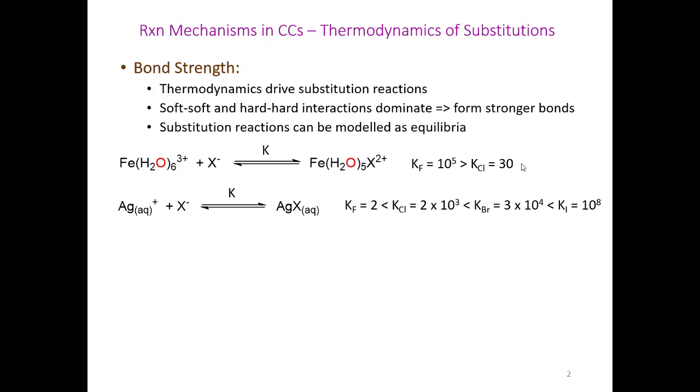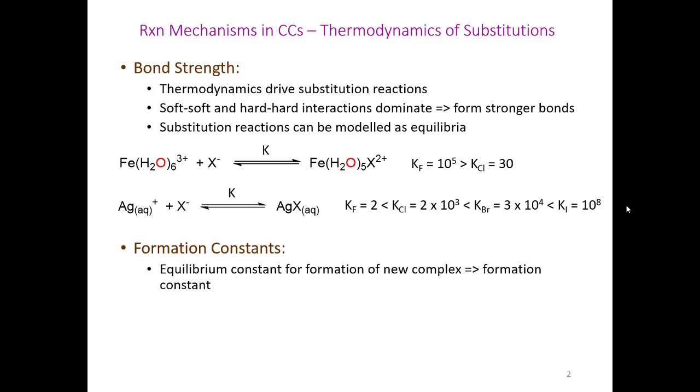So it would make sense that the hard Lewis acid and the hard Lewis base, so the iron and the fluoride, would form a stronger bond than, say, iron and a chloride. Silver 1, on the other hand, is quite soft, and this is actually reflected in the equilibrium constants for the formation of silver halides, shown right here. As you can see, the formation of silver fluoride has the lowest equilibrium constant. The formation of silver chloride is larger, silver bromide is even larger, and silver iodide is by far the largest with 10 to the power of 8. This is a demonstration of HSAB theory in practice.